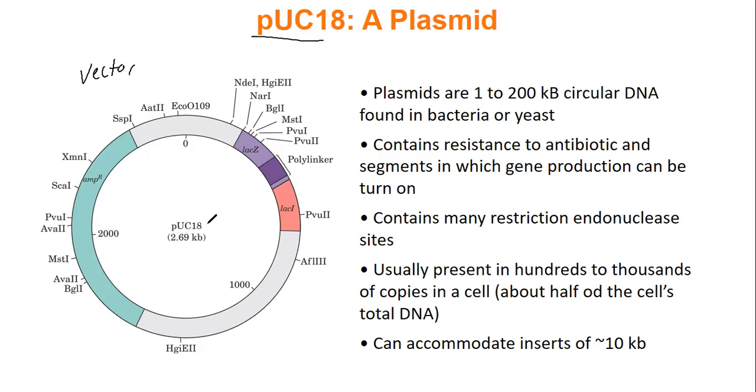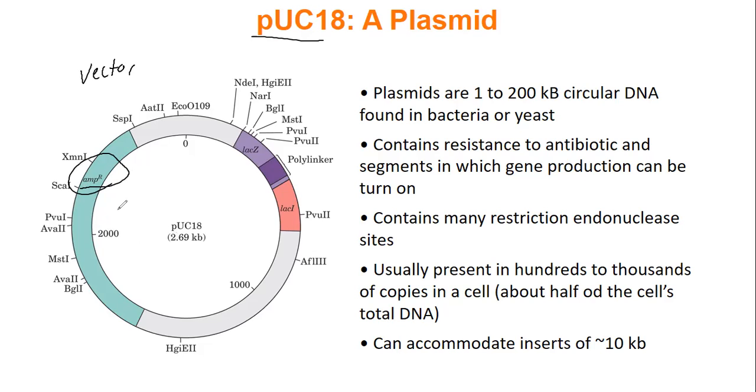For us, there are different parts of a plasmid that are important. Things that are generally important: 1, we want the plasmid to have some kind of resistance to an antibiotic or some other way that we can identify the plasmid.